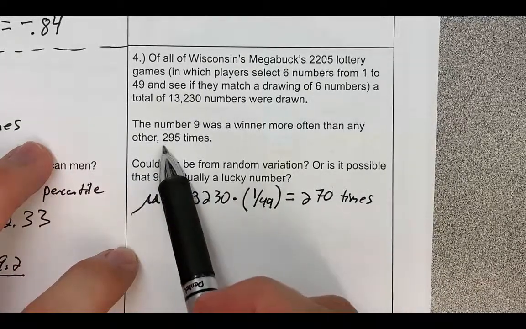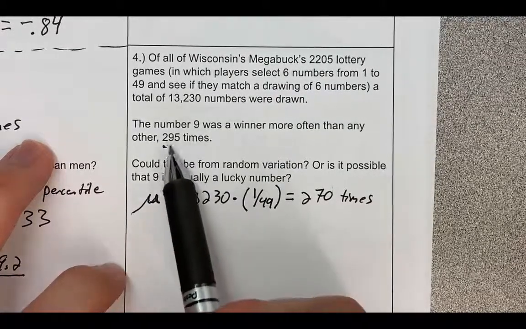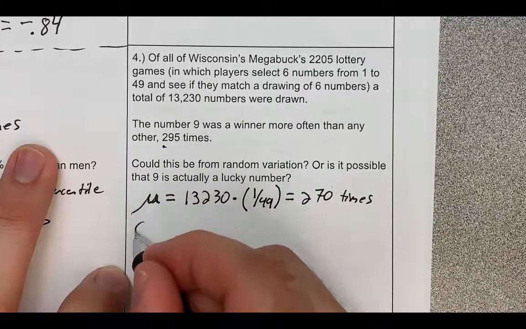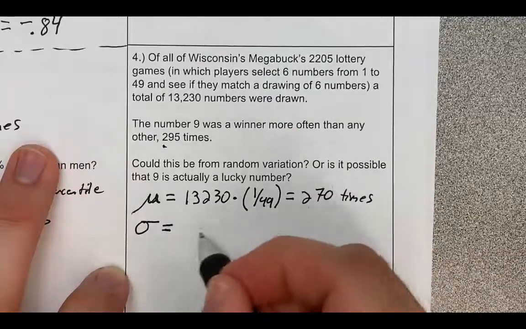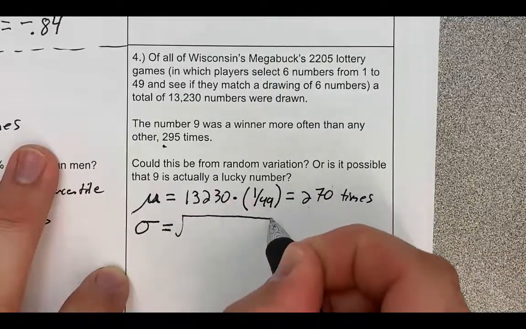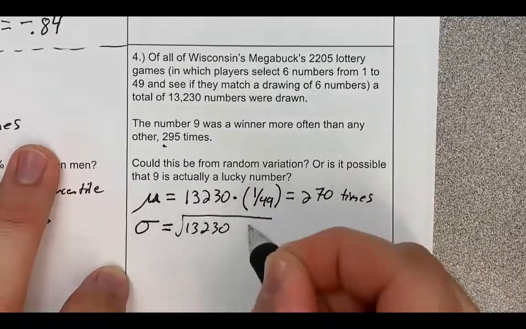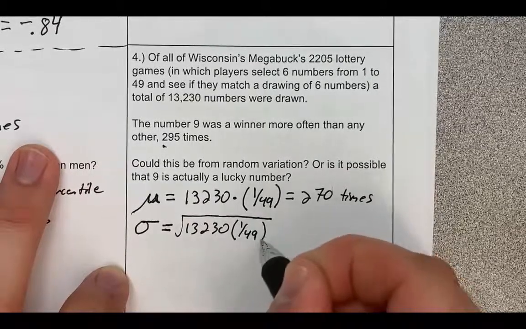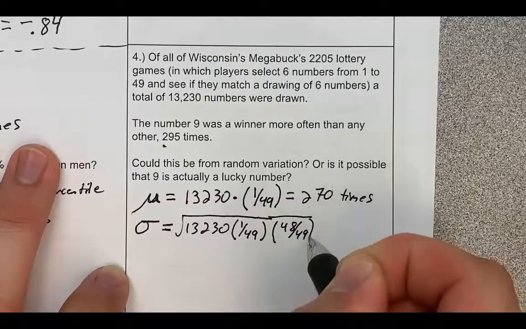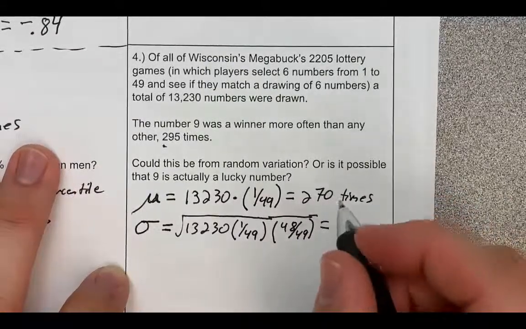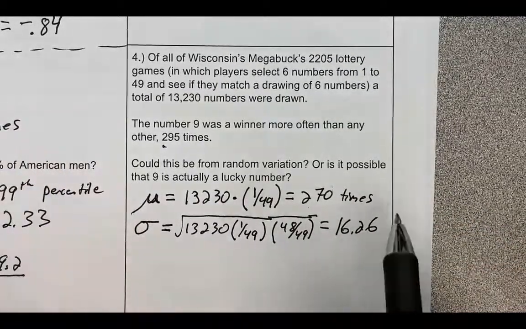This one was drawn 295. Okay, so well, let's figure out, is that close or far away? And to figure out how spread out the data is, we use standard deviation. Again, since it's binomial, we can use that formula from the previous lesson. And that formula was square root of n times p times q. Okay, n is 13,230. p is 1 out of 49. q is 48 out of 49. Right, when you calculate that, you get a standard deviation of 16.26.